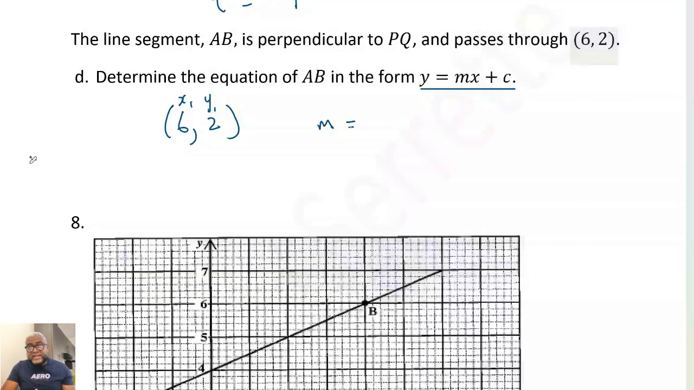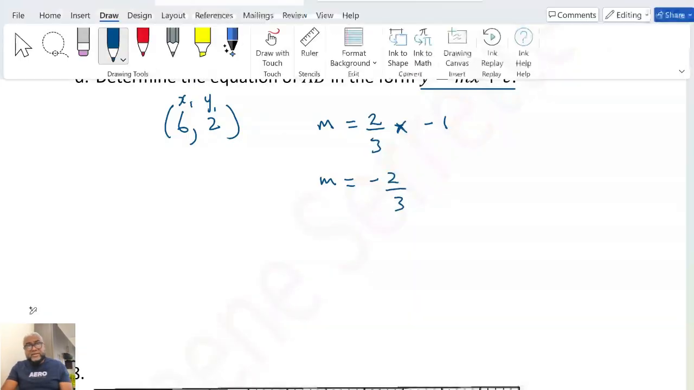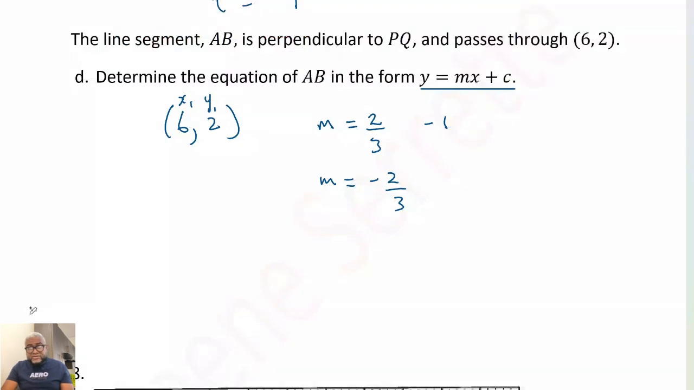Now the trick here is to find the gradient. What's the gradient of the original line PQ? 3 over 2. So if you want the gradient of the perpendicular line now, you have to flip the original gradient. So it becomes 2 over 3 and multiply by negative 1. So this new gradient would be negative 2 over 3. So this is the gradient we're working with.